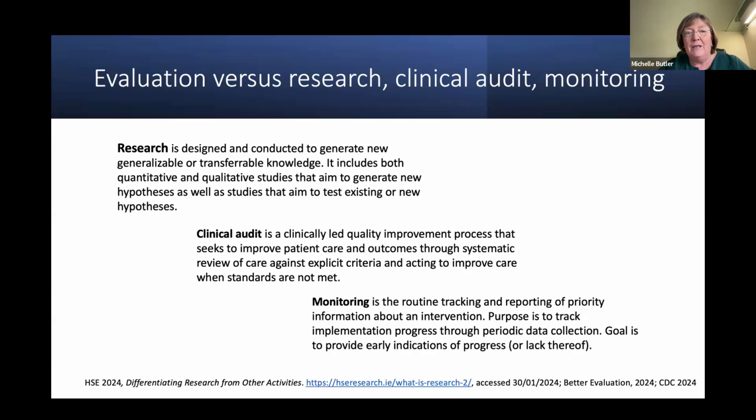Nonetheless, you will need to be mindful of GDPR and data protection requirements. And generally, if you're using personal data, there are particular requirements around that. So what I would say is, it's useful just to check either with the ethics committee or with your data management department about what are the requirements for your evaluation.